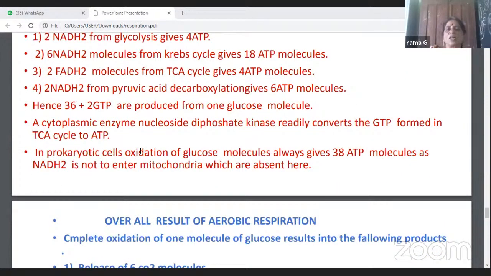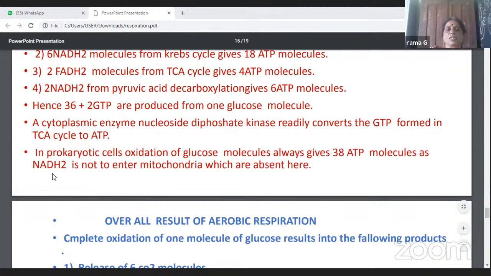In prokaryotic cells, oxidation of 1 glucose molecule always gives 38 ATP molecules, because NADH2 does not have to enter mitochondria, which are absent there. That means in prokaryotes, mitochondria cell organelles are absent. That's why it cannot enter the mitochondria. But in eukaryotes, these ATP molecules enter into mitochondria, and there they are stored. That's why mitochondrial organelles are treated as the powerhouses of the cell.